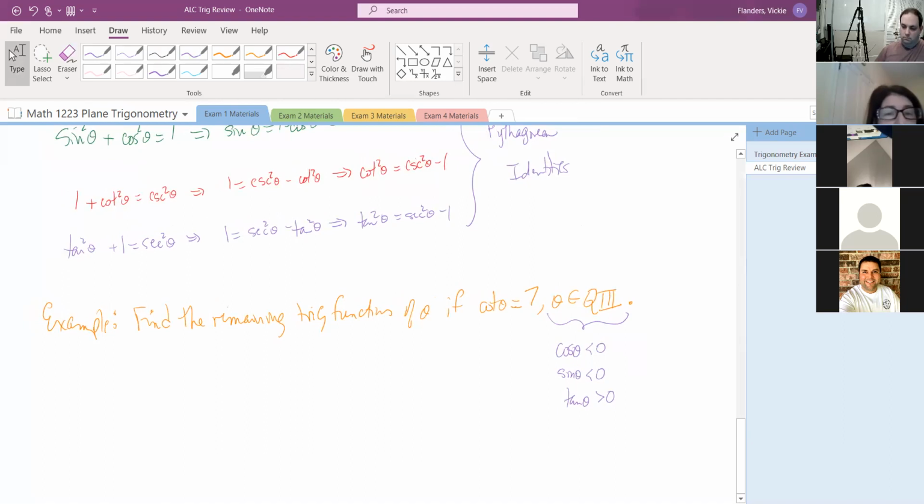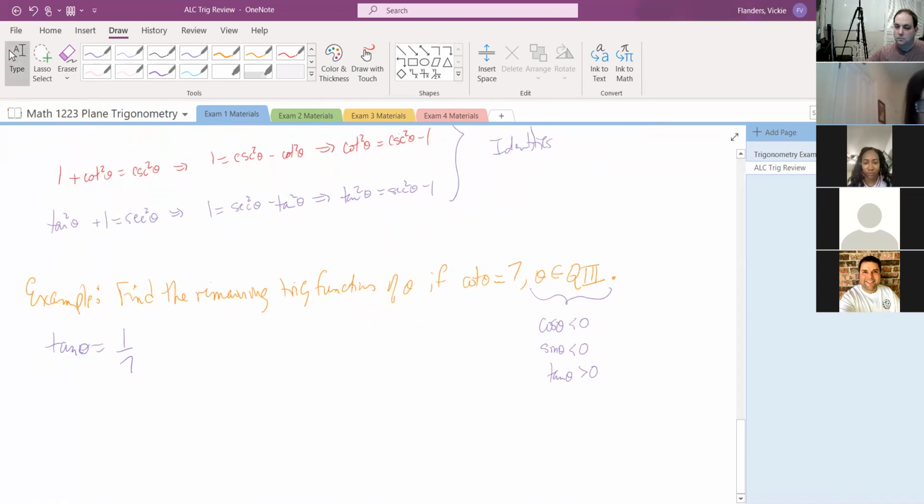Alrighty, so let's see. Cotangent of theta is equal to 7, okay? Well, I have a Pythagorean identity that says 1 plus cotangent squared theta equals cosecant squared theta. I'll be able to find cosecant squared theta. But I just thought about something. If cotangent theta is 7, what is tangent theta? 1/7, right? And is it positive 1/7? Yes, because it's in quad 3. Okay, so that's one of my 5 remaining trig functions.